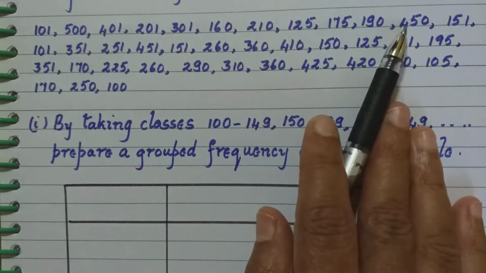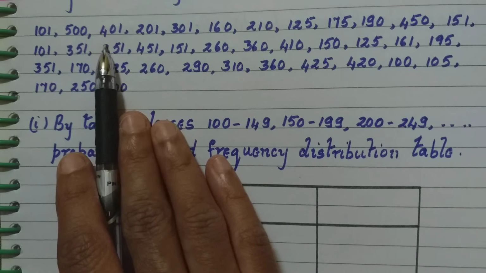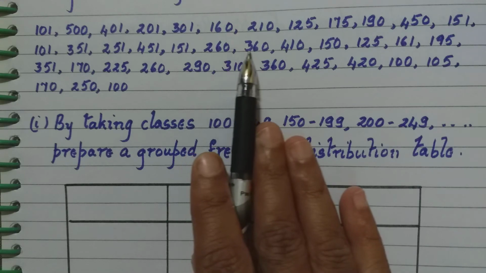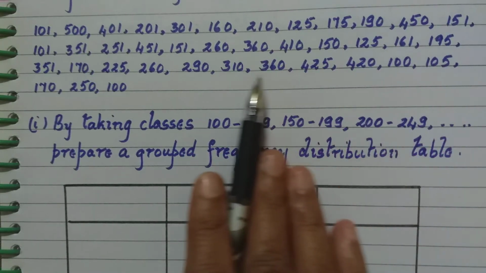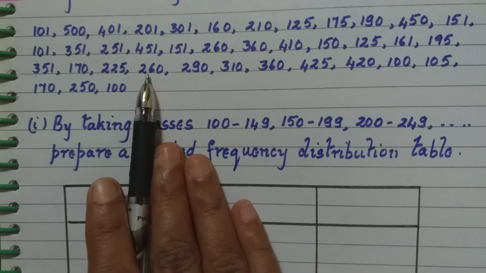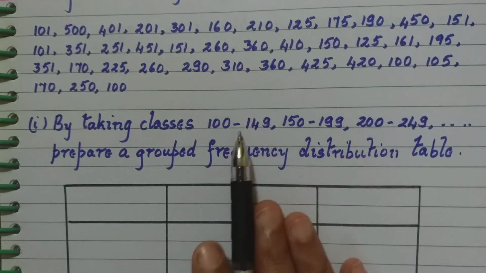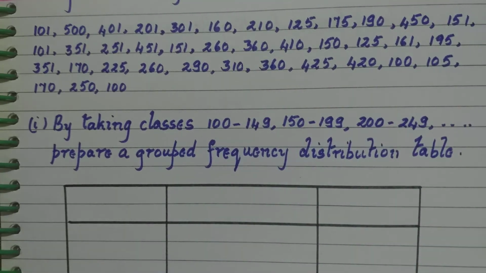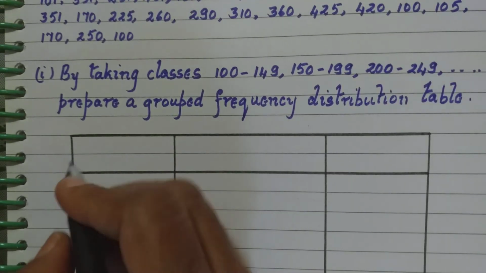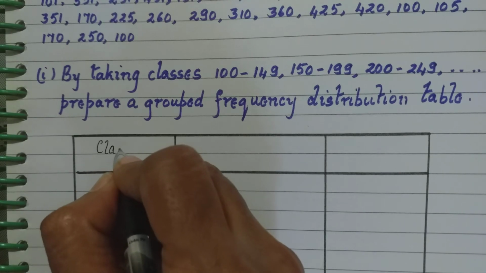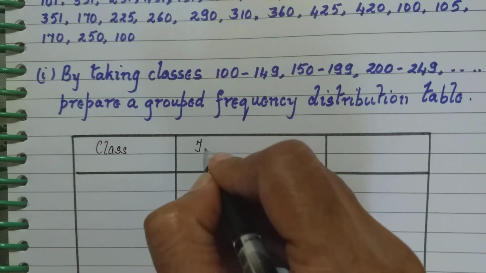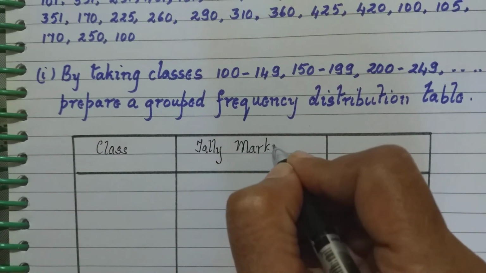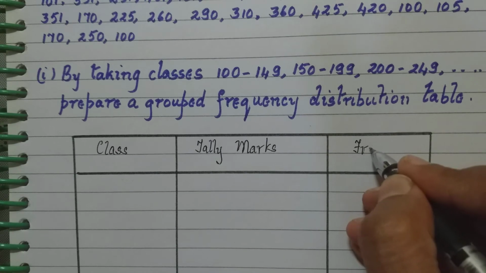Now when we go through the amounts, we see there is an amount of 500 and see whether there is any other amount above that. Okay, so we have up to 500. Therefore, when we are going 100, 150, 200, we will go up till 500 that class. So first let us write the names of the columns. Class, tally marks, and frequency.